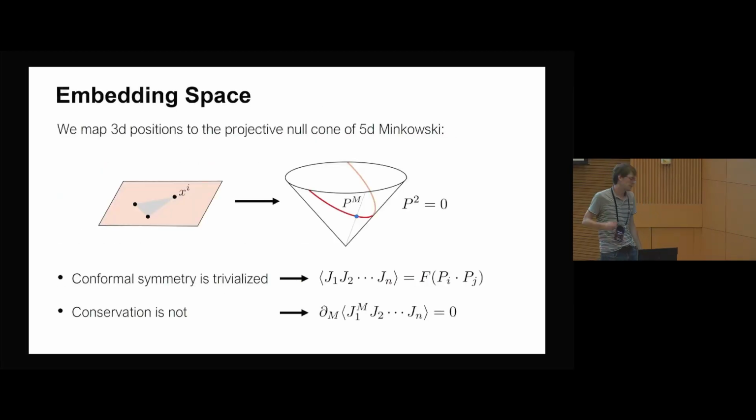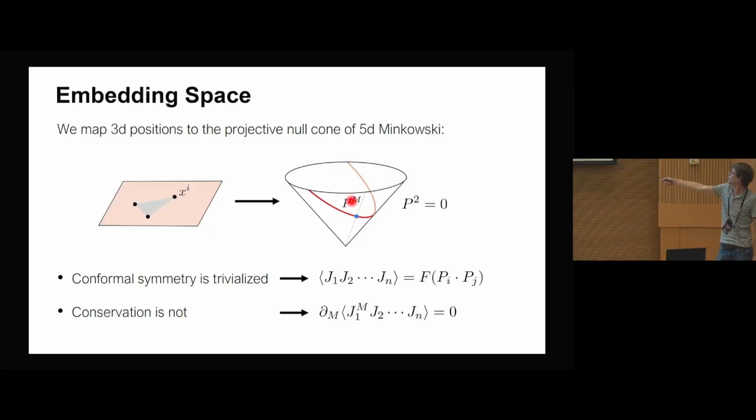To find these new variables, we just follow our nose. First we need to trivialize conformal symmetry. People in the CFT community know very well how to do this: go to the so-called embedding space, which is a higher dimensional Minkowski space where we can embed the boundary of our de Sitter spacetime. The way to do this is by mapping three-dimensional positions to light rays in the null cone of a higher dimensional Minkowski space, specifically a 5-dimensional Minkowski space.